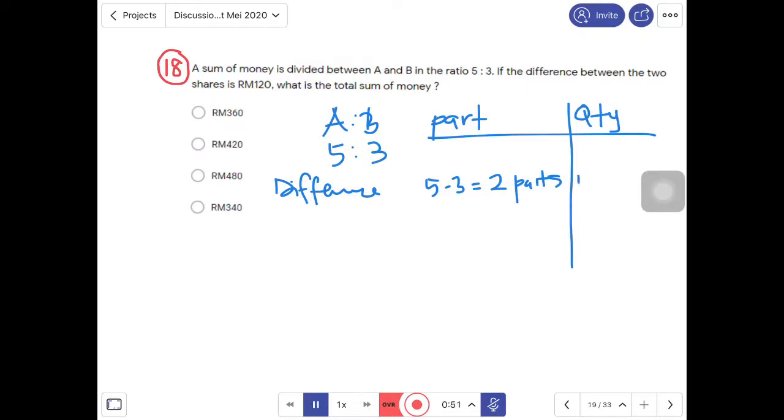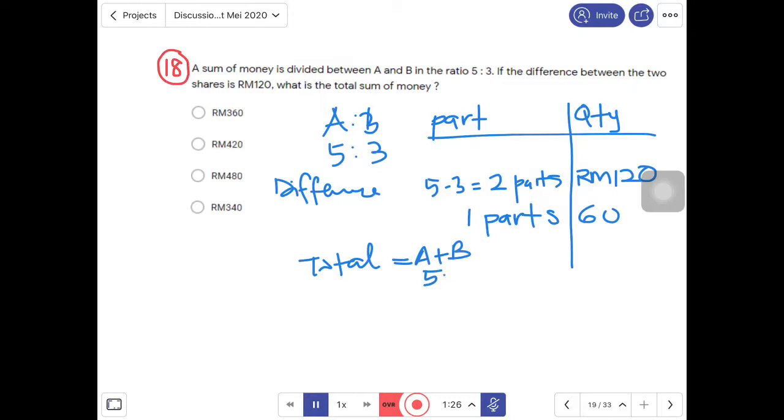RM 120. So from here we can calculate 1 part is equal to how much? Okay, equals to RM 60. Therefore, the question needs us to find what is the total sum of money. Total sum of money means the parts of A and B. So total equals A plus B, or 5 plus 3 equals 8.